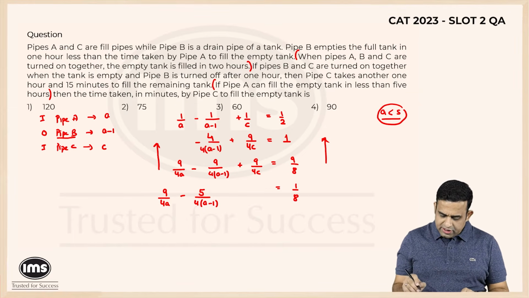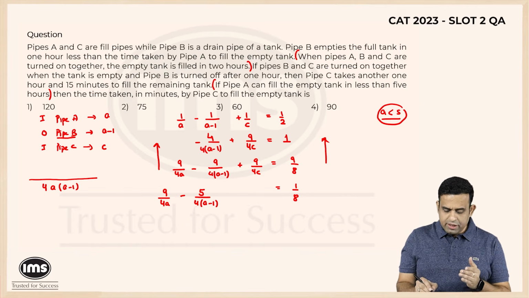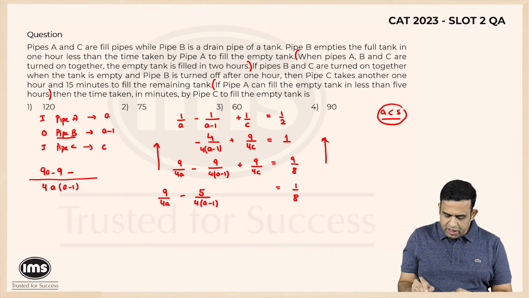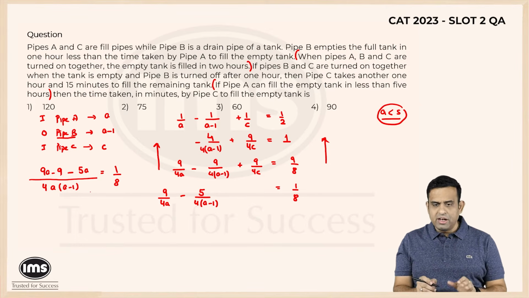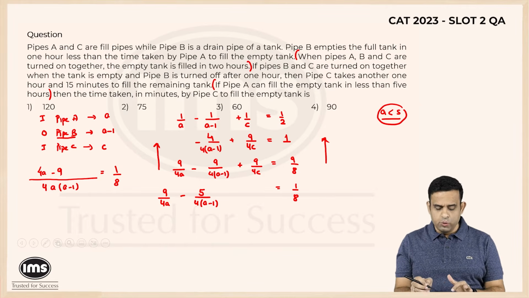So if I simplify this, if I take the LCM over here, LCM would be 4 into A minus 1. So one will get nothing but 9 into A minus 1, giving you 9A minus 9, minus this particular part will become 5A, and this should be equal to 1 by 8. So 9A minus 5A will become 4A. So this particular term will reduce to 4A minus 9 in the numerator.